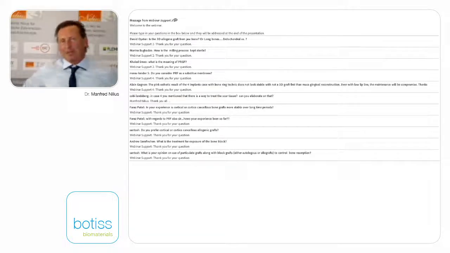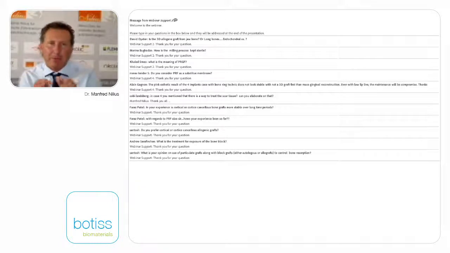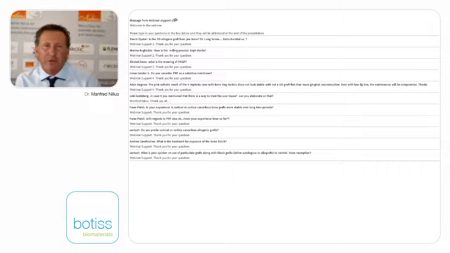Using PRGF, I normally recommend putting in only the first fraction, because the first fibrin fraction gives you wound healing that is very, very fast, and it's very stable. So you can fix it. It's not fixable by a membrane pin, but you can fix it, and it's quite good for the soft tissue recovery. There is a second fraction with growth factors.